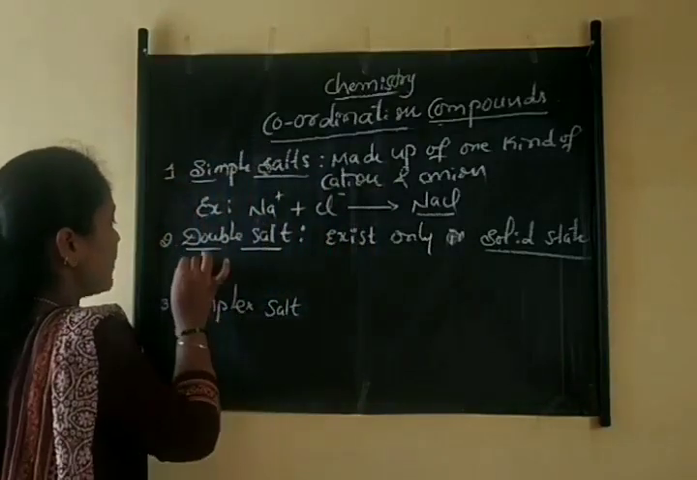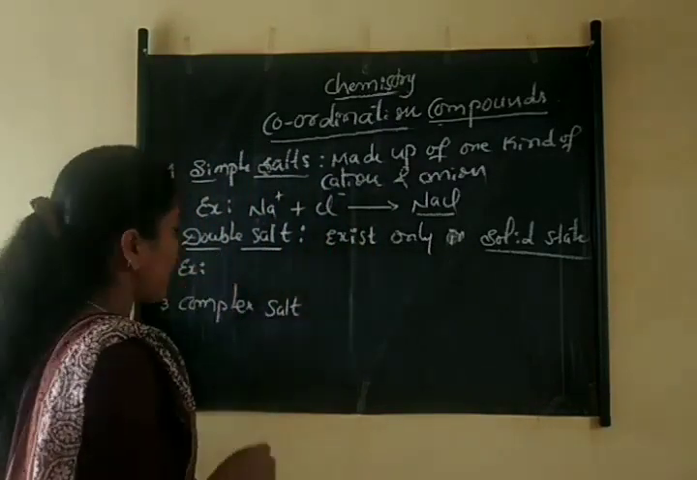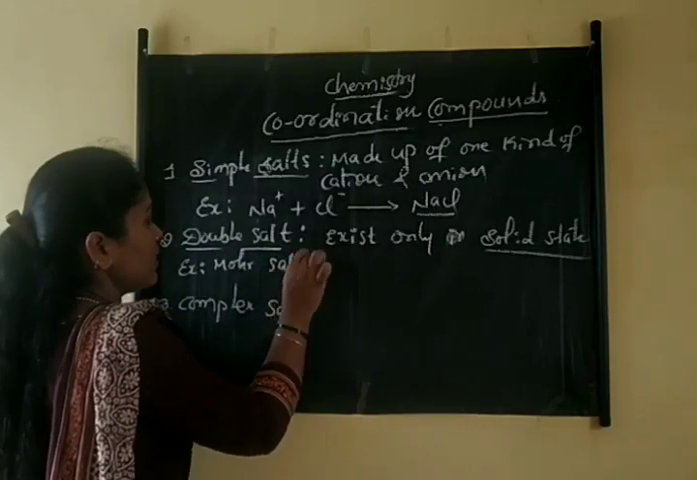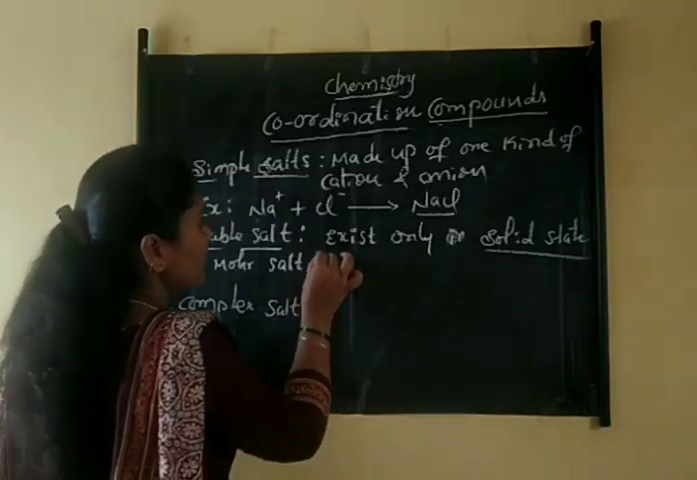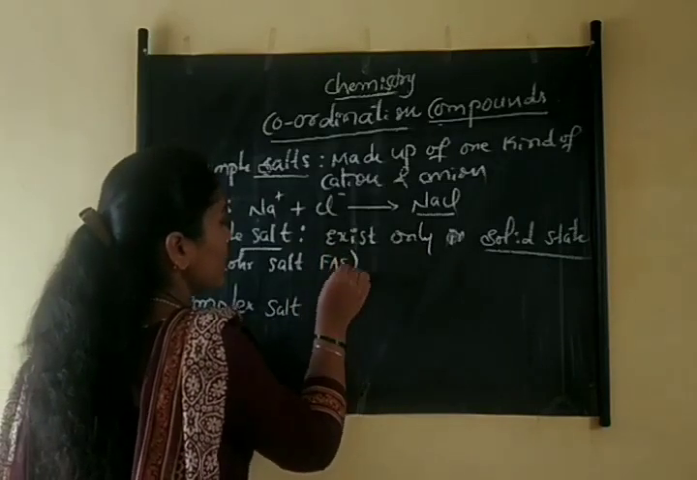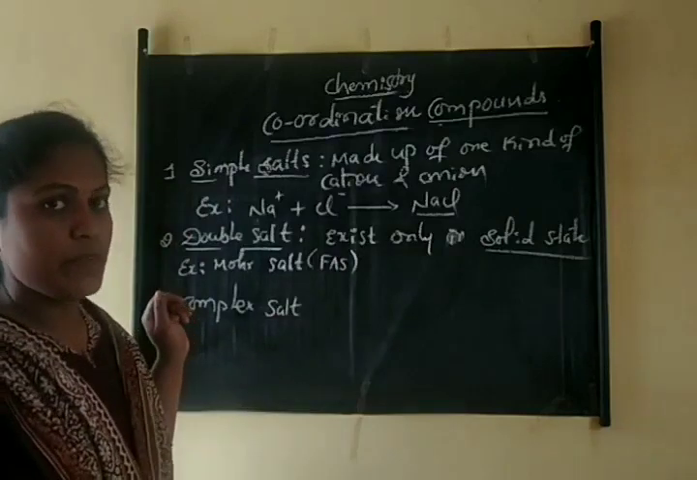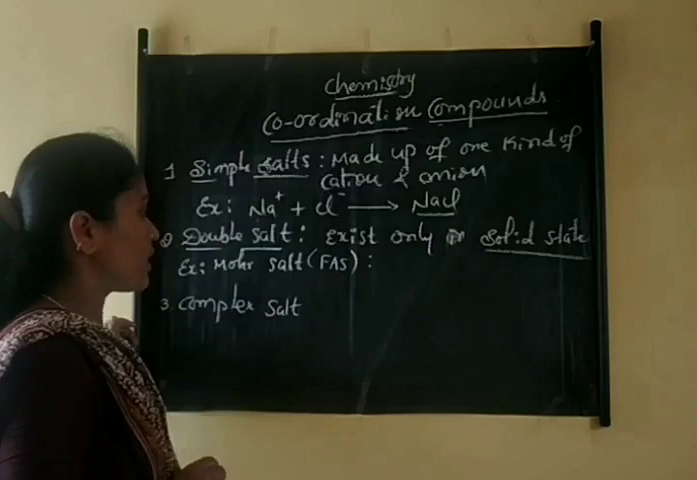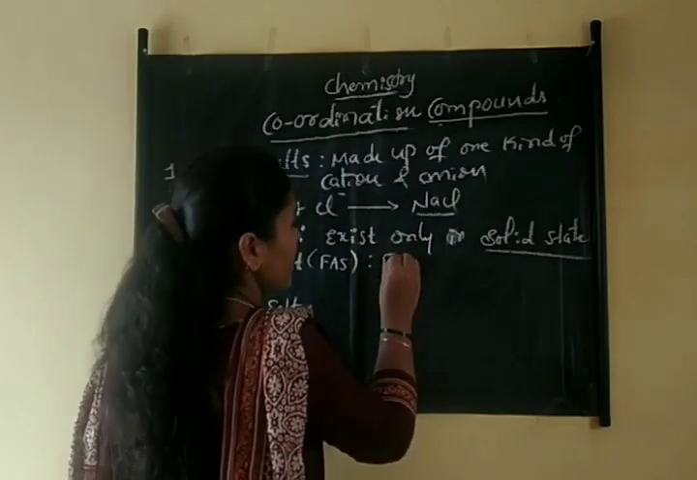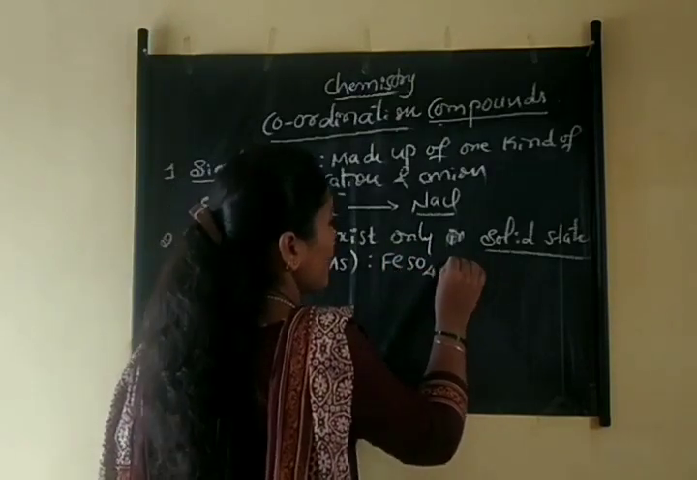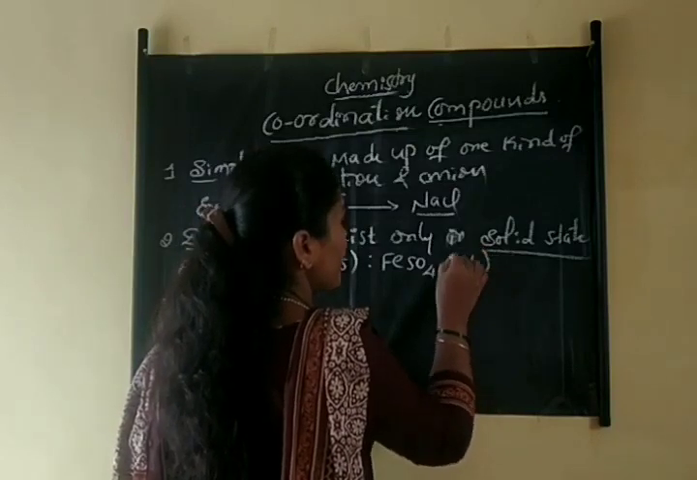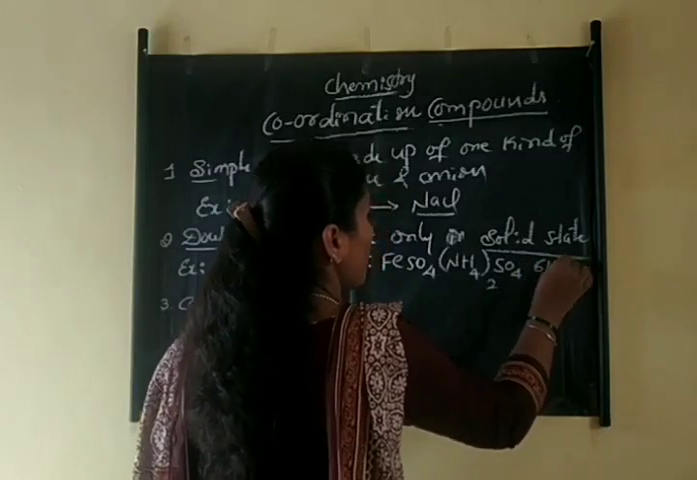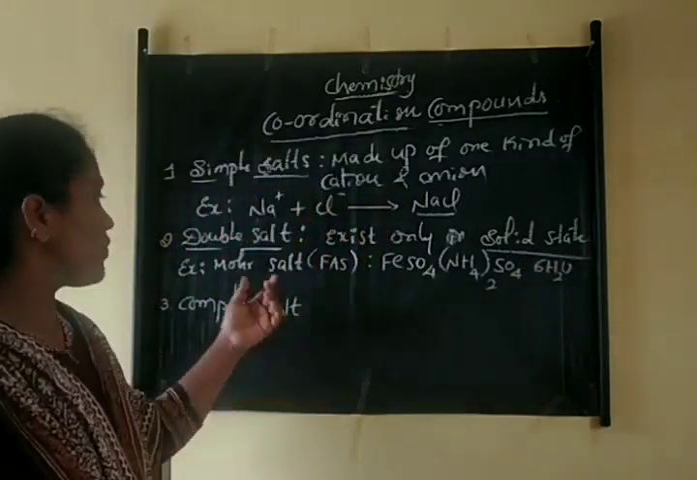Okay, so for example, Mohr's salt. This is FAS, ferrous ammonium sulfate. It is called Mohr's salt. The chemical formula for Mohr's salt is FeSO4, (NH4)2SO4, 6H2O.